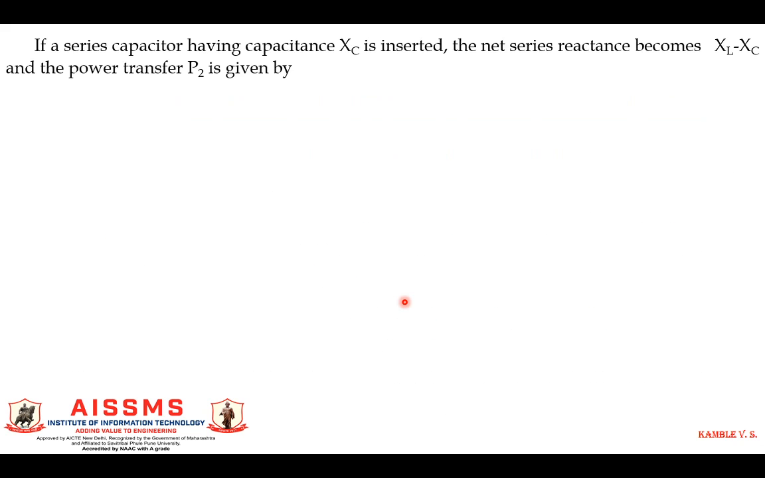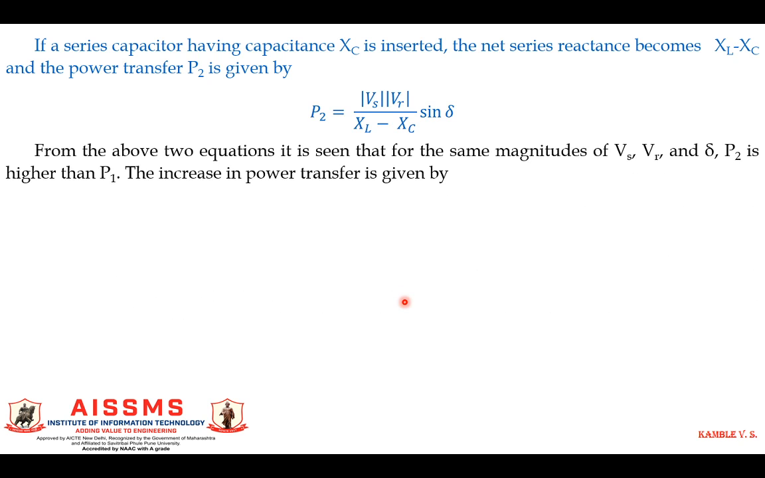So if a series capacitor having a reactance Xc is inserted in the circuit, inserted in series with the line, the net series reactance is going to decrease, and that series reactance becomes XL minus Xc, that is inductive reactance minus capacitive reactance, and the power transfer at this condition, that is when capacitor is inserted, let us say it is denoted by P2 and is given by P2 equal to magnitude of Vs into magnitude of Vr divided by XL minus Xc into sin delta.